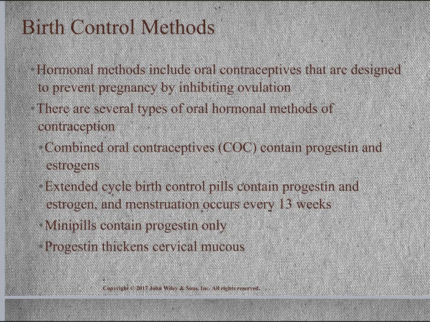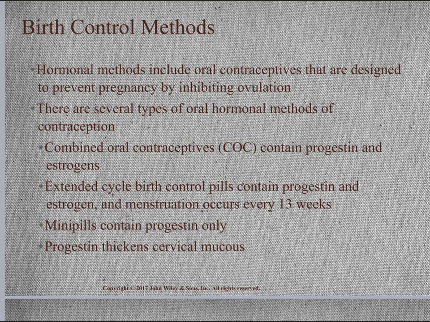Hormonal methods include oral contraceptives that are designed to prevent pregnancy by inhibiting ovulation. There are many types of oral hormonal methods. Some are combined oral contraceptives called COCs. They can contain progestin and estrogens. There may be extended cycle birth control pills that contain progestin and estrogen, and menstruation occurs every 13 weeks. We have mini pills, which contain progestin only. And why all this progestin? Well, progestin thickens cervical mucus, which makes it harder for sperm to make their way into the cervical os.